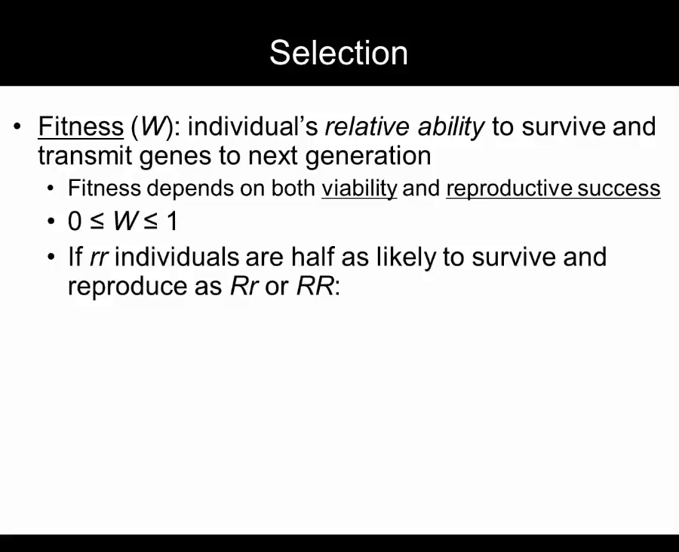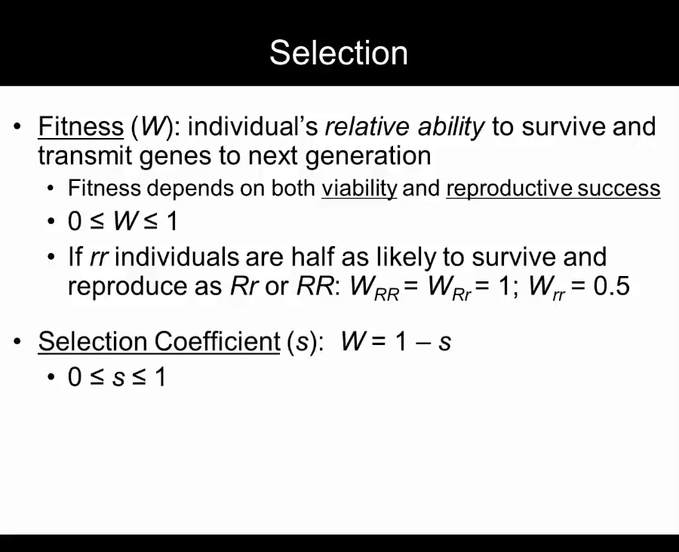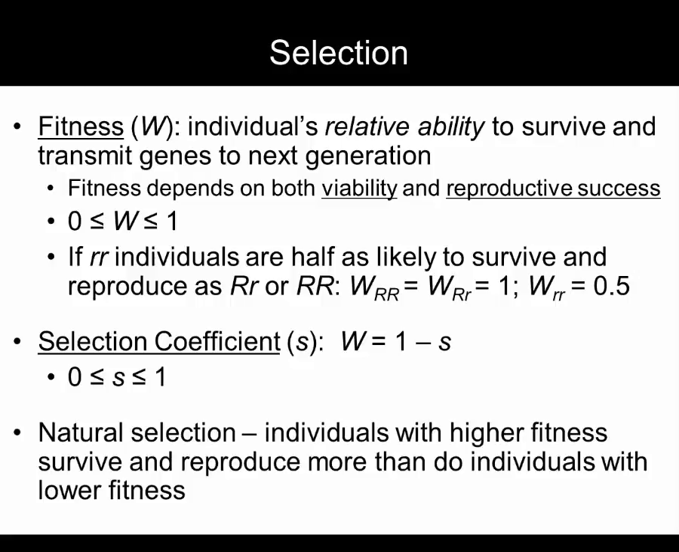Suppose a homozygous recessive individual is only half as likely as a heterozygous or homozygous dominant individual to survive and have children. We would say that a heterozygous or homozygous dominant individual has a fitness of 1, and a homozygous recessive individual has a fitness of 0.5. Sometimes you'll also see the symbol S for selection coefficient. This is the inverse of fitness, the relative likelihood an individual won't survive and reproduce. Fitness is equal to 1 minus the selection coefficient. Natural selection describes the fact that individuals with higher fitness survive and reproduce more than individuals with lower fitness.